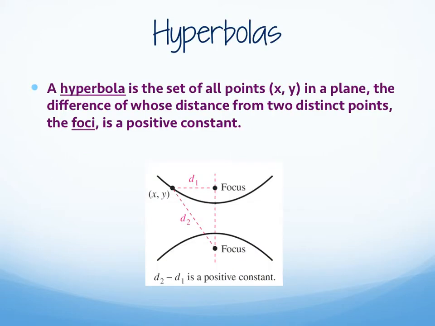So a hyperbola, which you should remember from Algebra 2, is the set of all points x, y in a plane. The difference of whose distances from 2 distinct points, the foci, is a positive constant. So basically what's happening here is instead of them being circular or ellipse where it would be oval shaped connecting those points, you're turning those curves and pointing them outwards, which kind of creates the shape of those 2 parabolas. So 2 parabolas turned and facing each other.